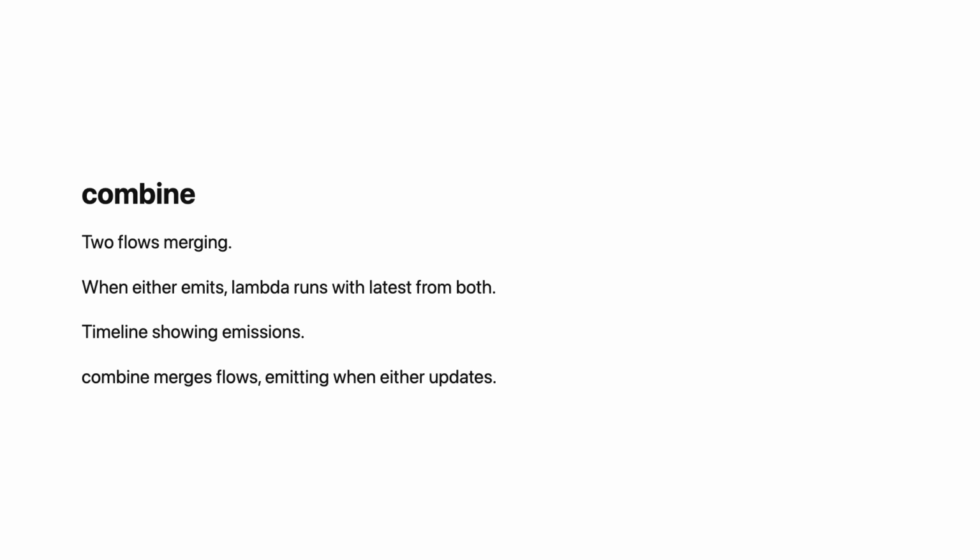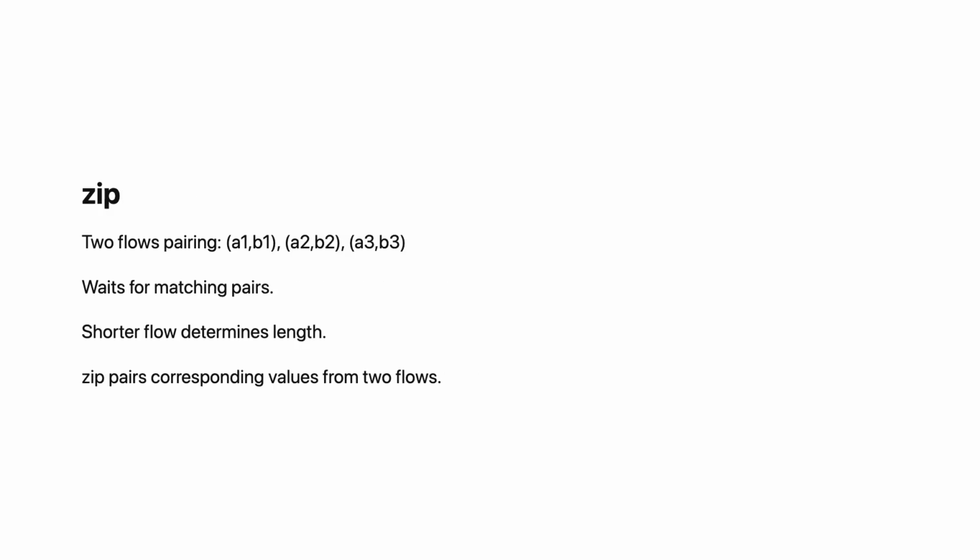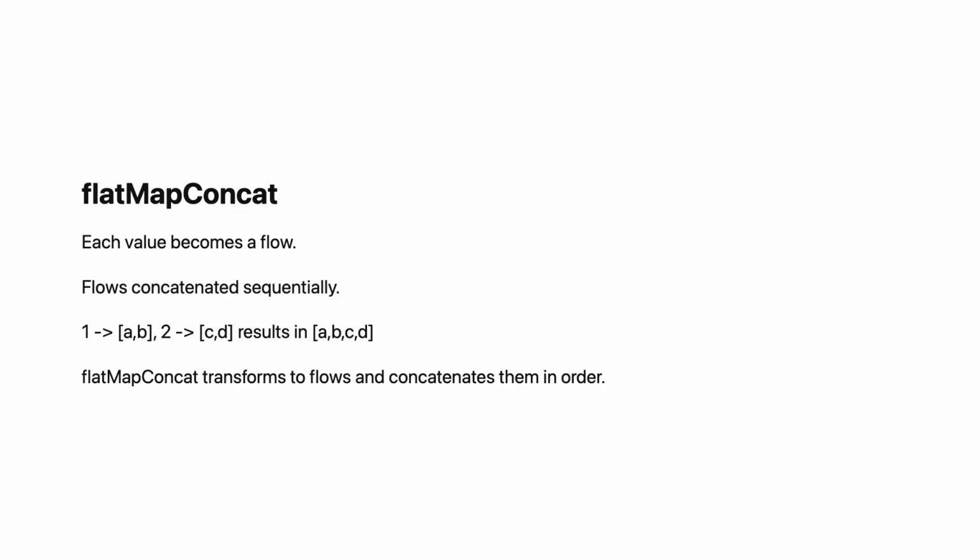Zip pairs values from 2 flows. flow1.zip(flow2) { a, b -> Pair(a, b) }. First from flow1 pairs with first from flow2. Unlike combine, zip waits for matching values. If one flow is faster, it waits for the other. The result has as many values as the shorter flow. Extra values from the longer flow are ignored. Use zip when values have a natural pairing. Request response, question answer.